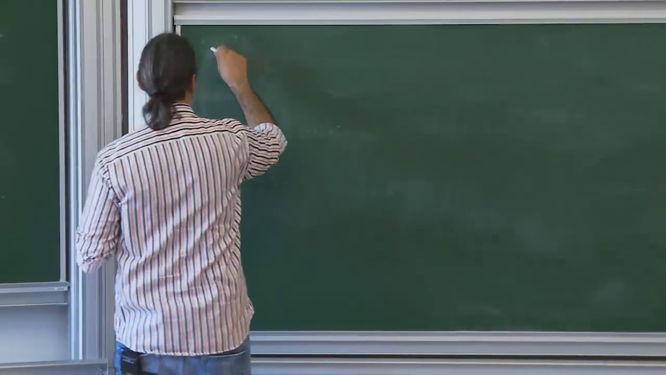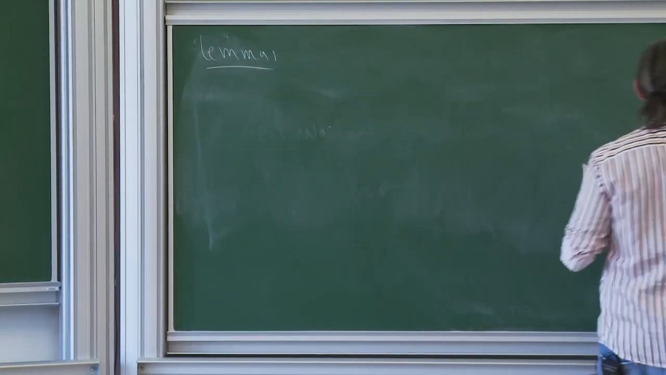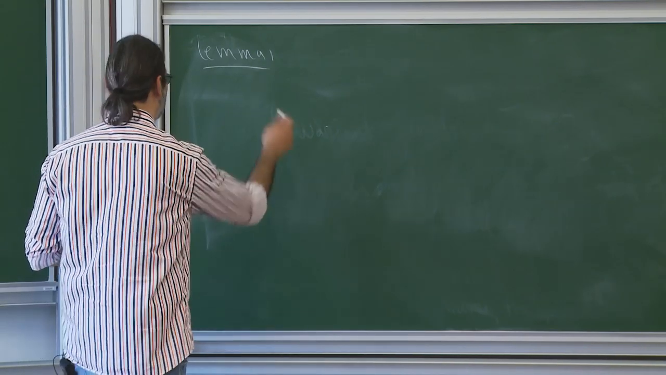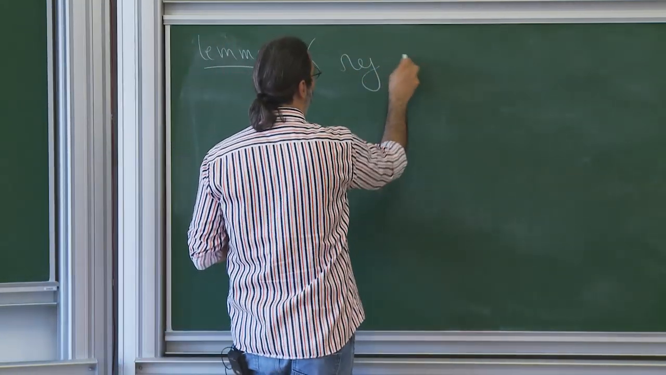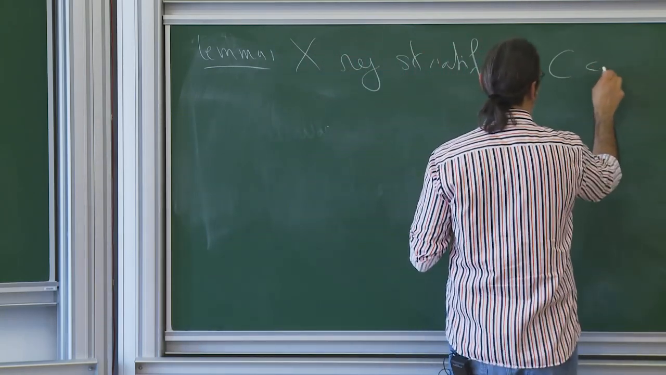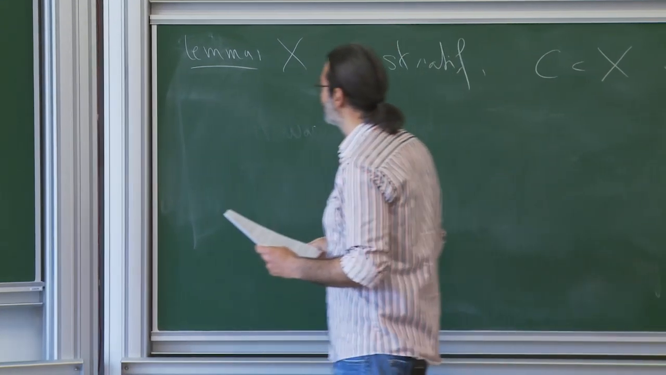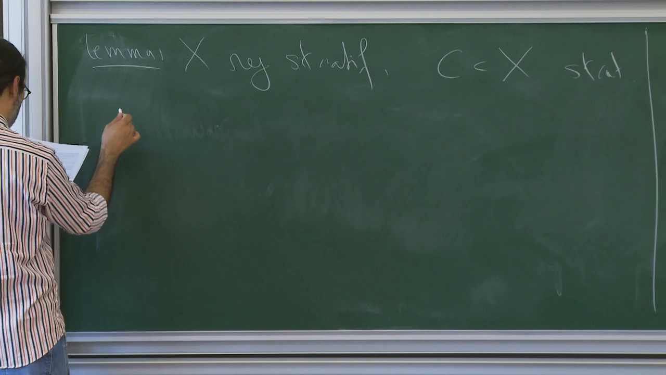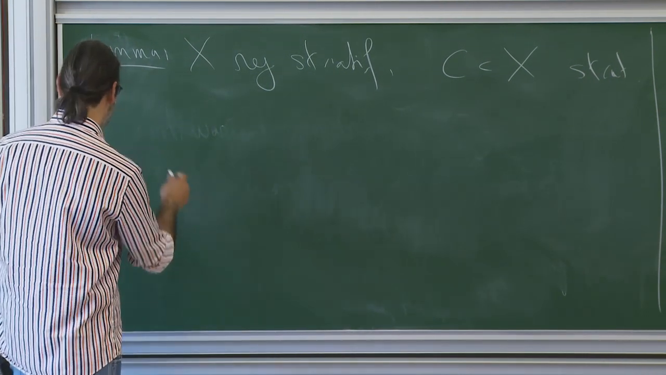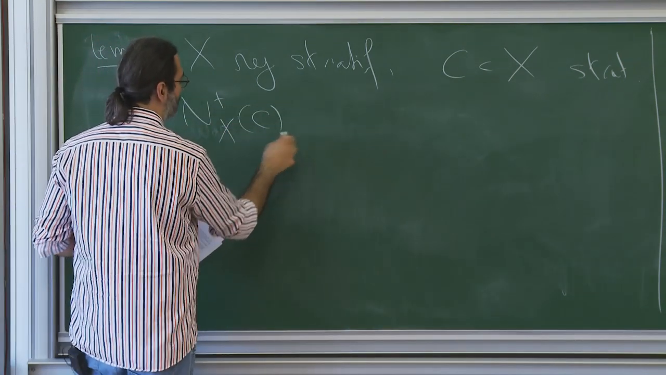So I wanted to give this lemma, which is some kind of transitivity. So again, X regularly stratified. C inside X is a stratum. Now I also take another stratum, but now in the normal cone. So how do I call it? E. At E. Also a stratum.